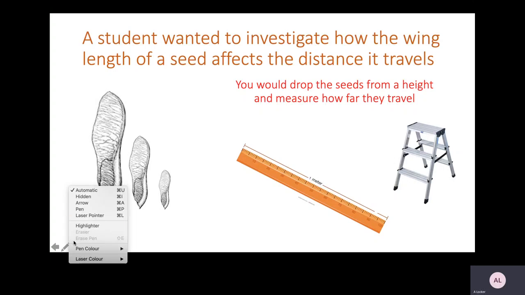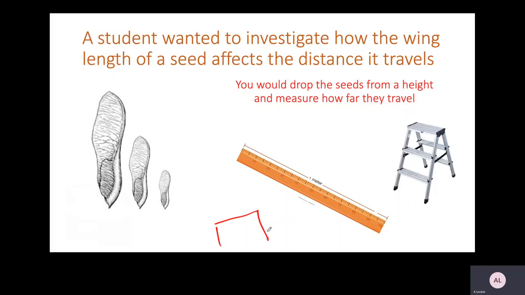I'll draw you a little diagram to explain what I mean. So say this is your ladder. You've got your person. You've got very short legs. Hold up the seed in the air. They let go of it. The seed travels. And I know I'm drawing all over the thing. And then you'd measure how far it has travelled. Apologies for the terrible drawing, but hopefully you understand what I mean now, which is what I was aiming for.